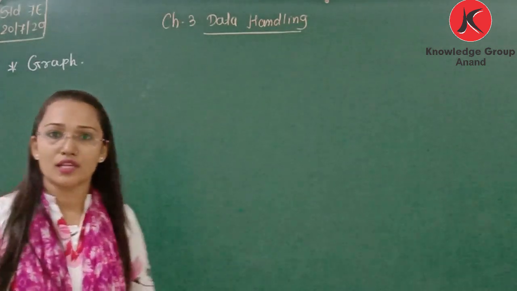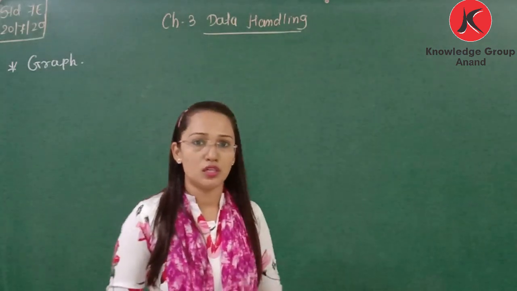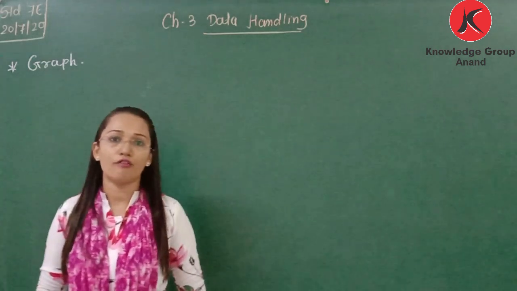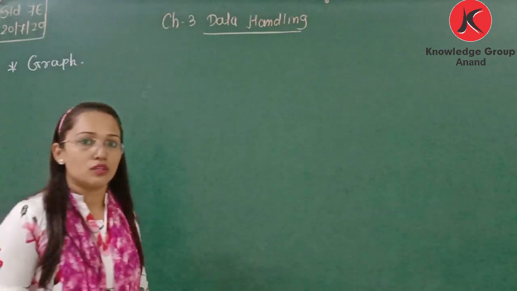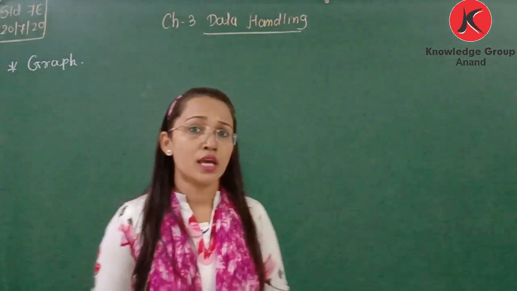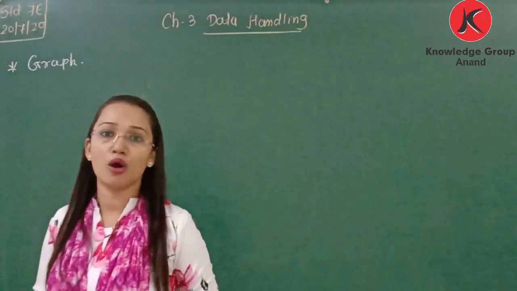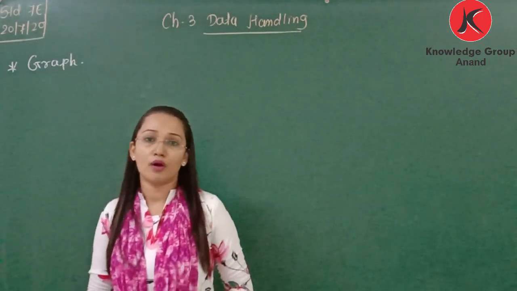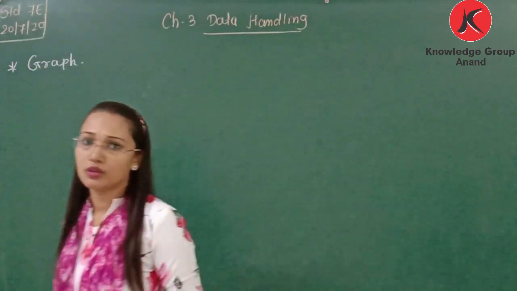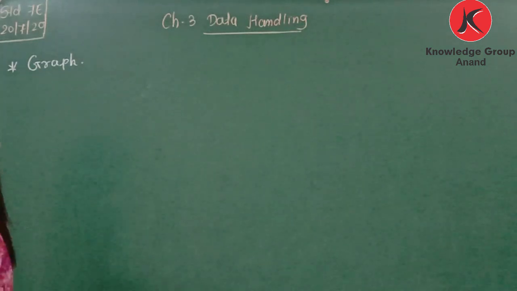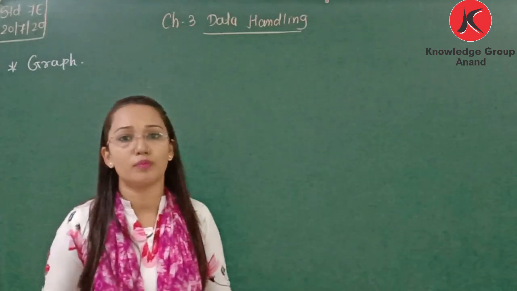Okay, in previous class you learned about the pictograph. Why are we using pictograph? Because it is easy to understand the data from the picture. It is easy to remember the data from the picture. So in this chapter we learn about the bar graph and double bar graph. You will also learn about the line graph, and the pie chart also is there, but here in this chapter we learn about the two graphs, that is bar graph and double bar graph.